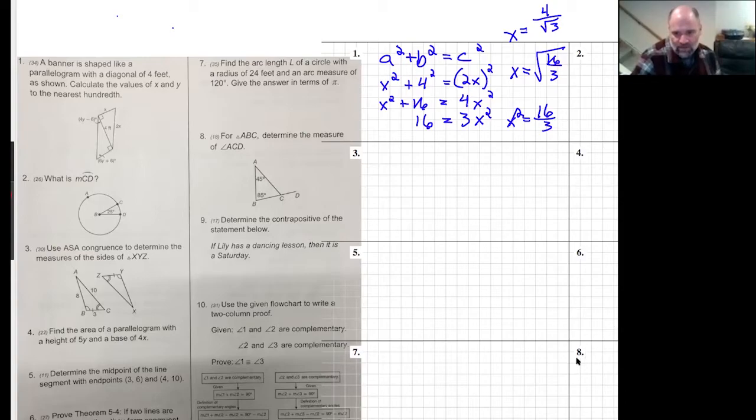16 divided by 3. And then I'm going to expand this a little bit. Okay, so we got this, and now we're just going to square root it. So 2.309, it says round to the nearest hundredth, so 2.31. So x equals approximately 2.31. Is that what you guys got for x? Something like that?